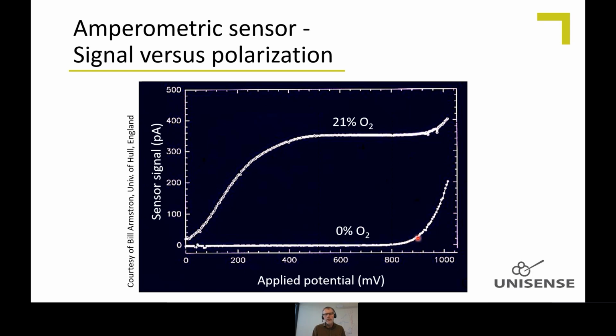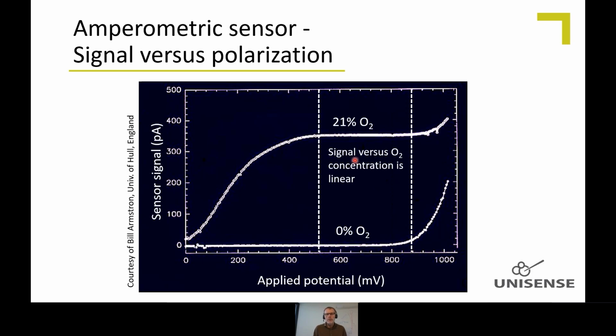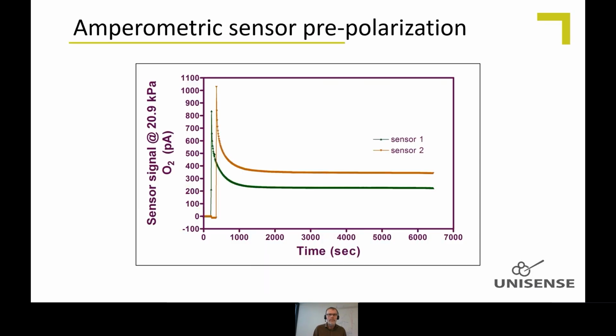Up here, water starts to become split into oxygen and hydrogen. That gives a signal. We don't want that. So that's why we stay down at 800 millivolts. In this range here, where you have the flat curve, the signal versus oxygen concentration is linear. We polarize at 800, so we have a high capacity for reduction of oxygen. And that actually means that an oxygen sensor is linear all the way up to pure oxygen and even pressurized pure oxygen. So it can give a very high signal, measure high concentrations.